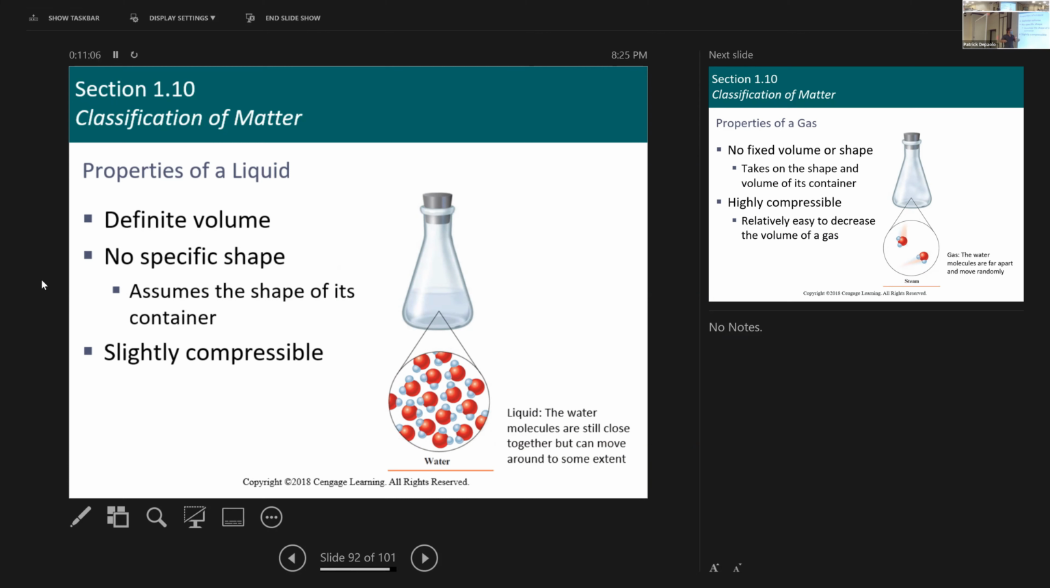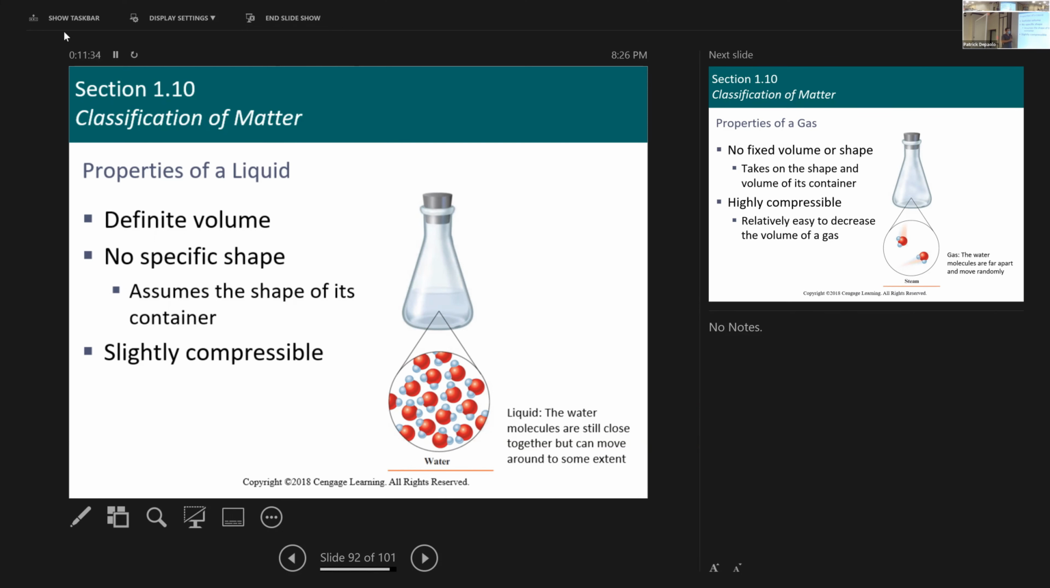This gives them, they said they have a definite volume still, because they can't go three-dimensionally yet. They can't disperse up. They're going to disperse left and right. But they have no specific shape. So you pour water on the floor, it's no longer the shape of the water bottle. Common sense, right? And they're slightly compressible.